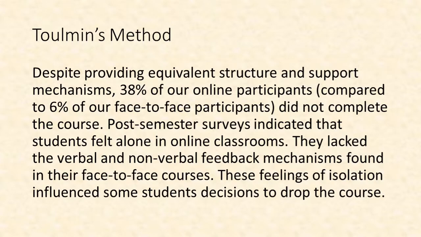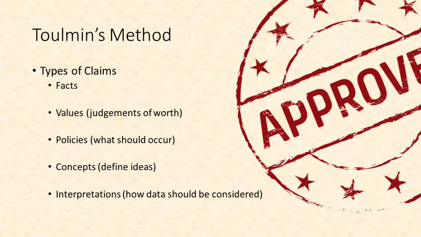As these slides demonstrate, there are different types of claims, and each of the claims needs to be critiqued for its strength. Claims of fact are those that can be proven true or false, but most claims are based on values, judgments of worth, what should occur, definitions of ideas based on other sources, or interpretation, showing how the data or the evidence should be organized to make sense of those arguments and warrants.